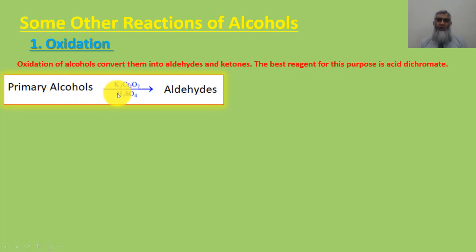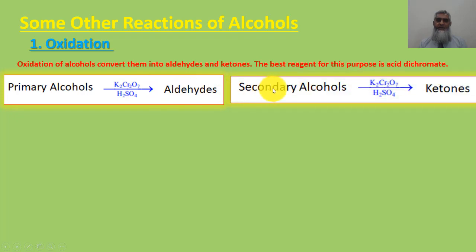Primary alcohols on oxidation with acid dichromate produce aldehydes, and secondary alcohols upon oxidation with an oxidizing agent will produce ketones. So primary alcohols on oxidation produce aldehydes, and secondary alcohols on oxidation will produce ketones.